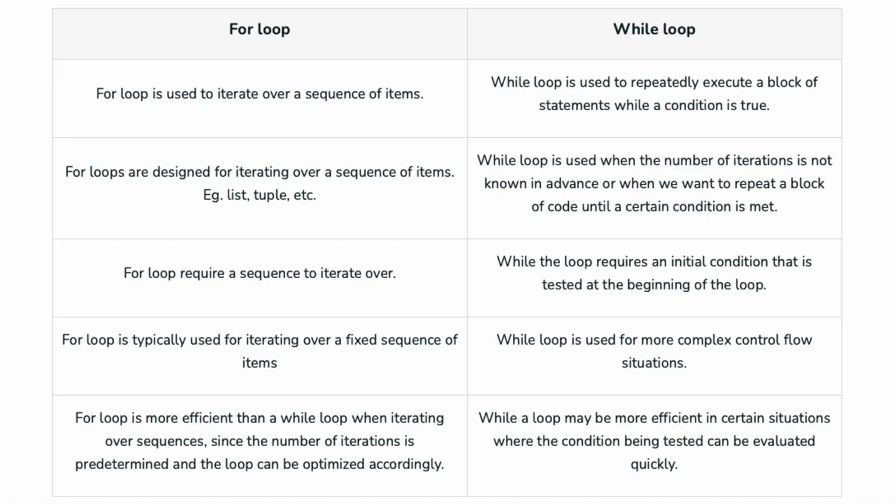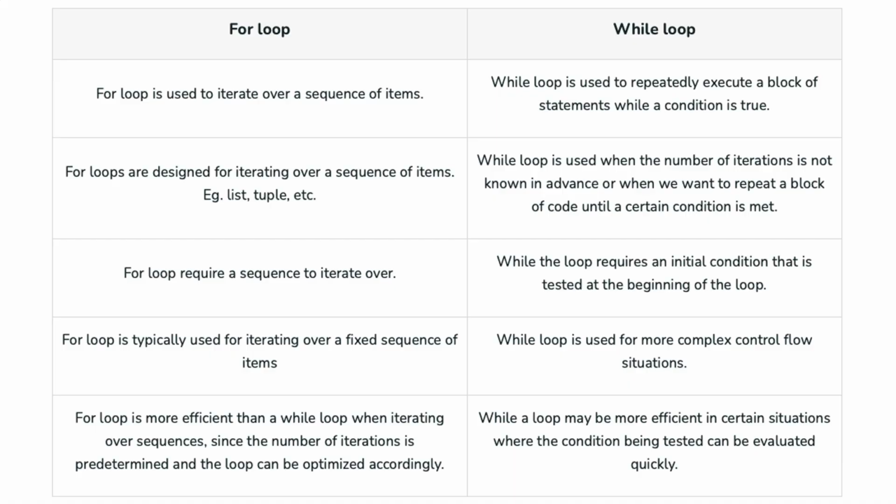And now let me switch to while loops. Purpose-wise, a while loop is used to repeatedly execute a block of statements as long as a specified condition remains true. Now this type of loop is more flexible in terms of its control flow. As for design, while loops are used when the number of iterations is not known in advance, or when a block of code needs to run until a certain condition is met.